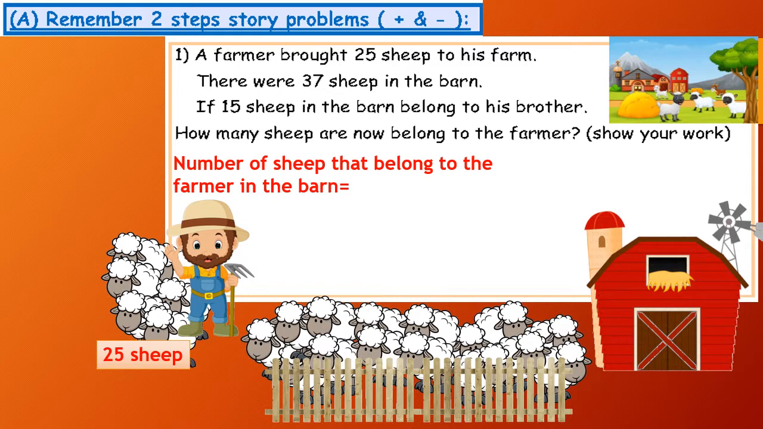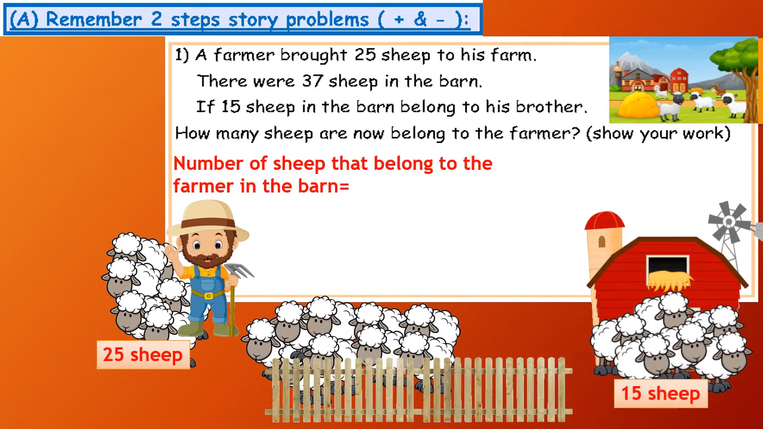Number of sheep belonging to his brother is 15. 37, all of the sheep, minus the 15 that belong to his brother, equals 22 sheep. So the 22 sheep belong to the farmer.